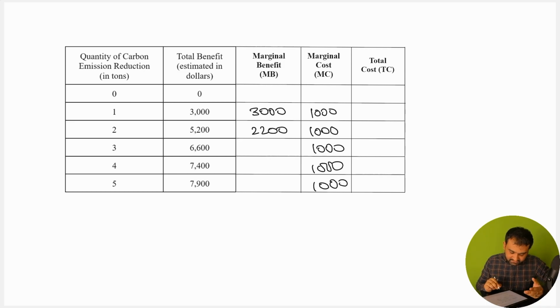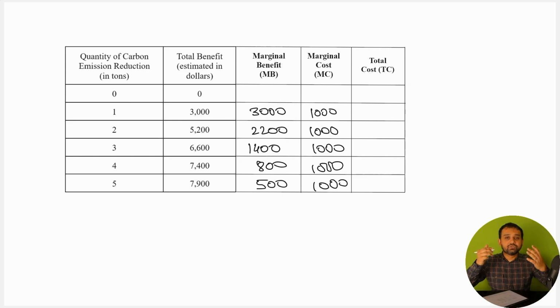Okay. What about the third ton of carbon emission? So we see the total benefit of reducing carbon emission of 3 tons is 6,600, and we know for doing so for the 2 units is 5,200. You subtract it, then you will find 1,400 is the marginal benefit of reducing emission of the third unit of carbon. So you go on like that, and you find the marginal benefit for each specific unit of carbon.